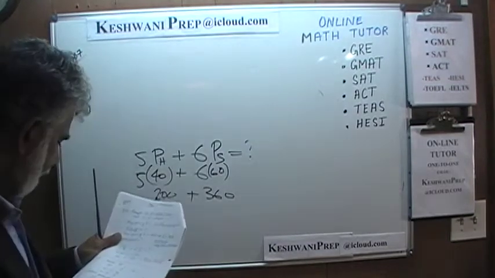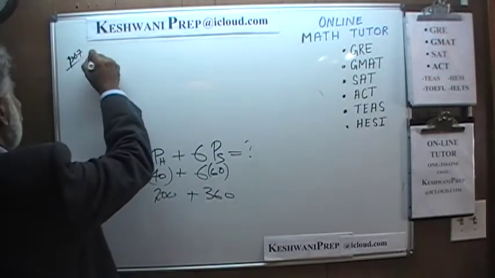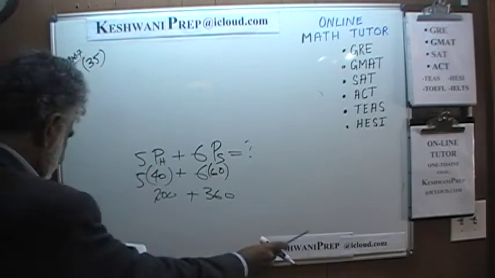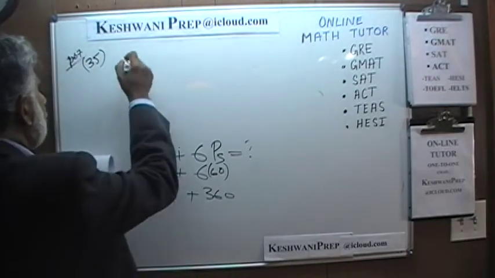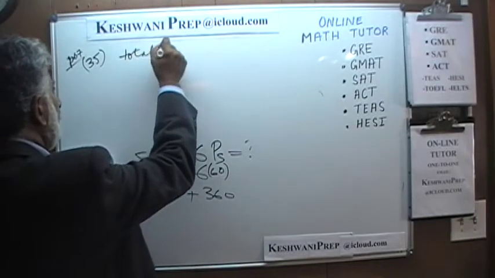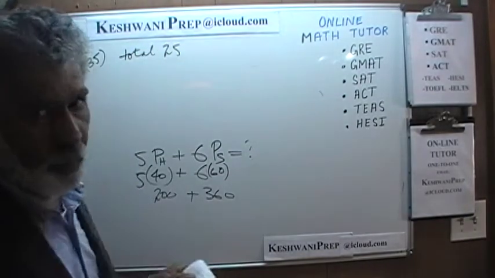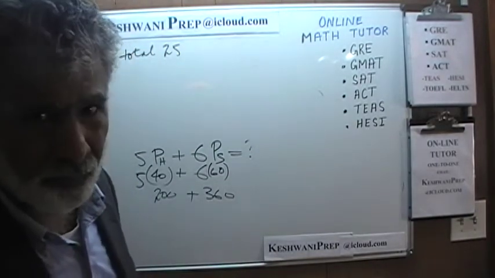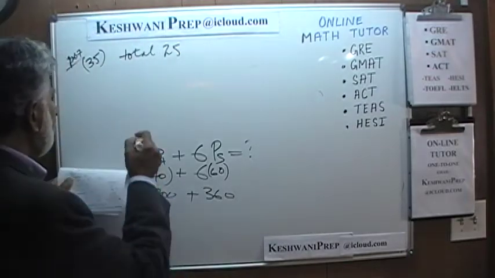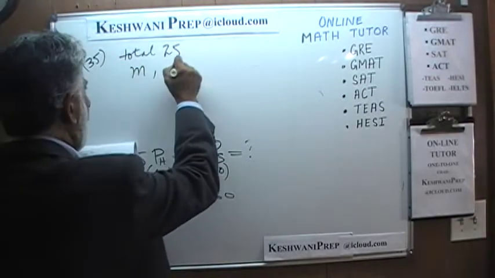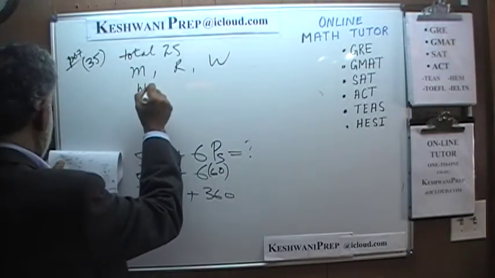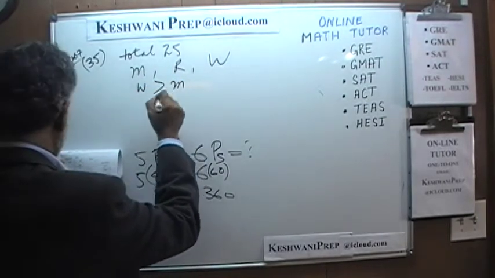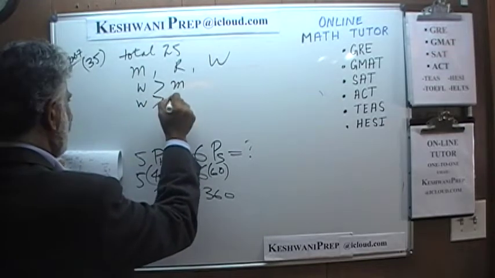Number 35. In number 35, we are told that we are buying 25 units total. And what it is that we are buying of 25, if you're interested, you can read the book yourself. We are buying M, R, and W. We are told the number of W has to be more than the number of M, and the number of W has to be more than the number of R.